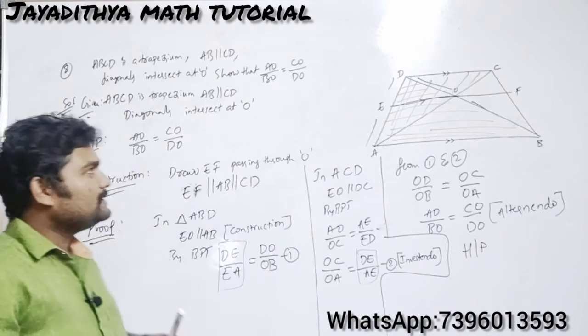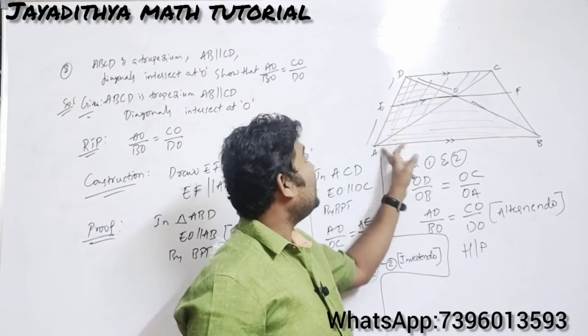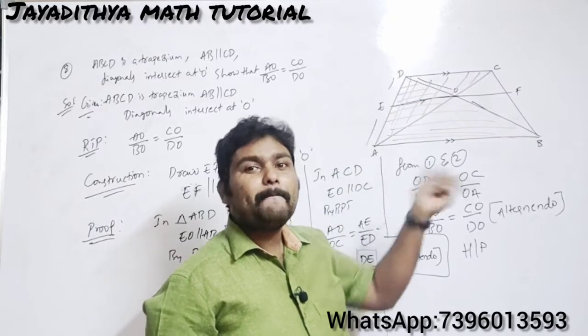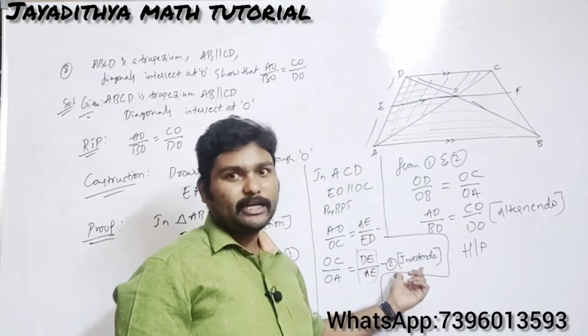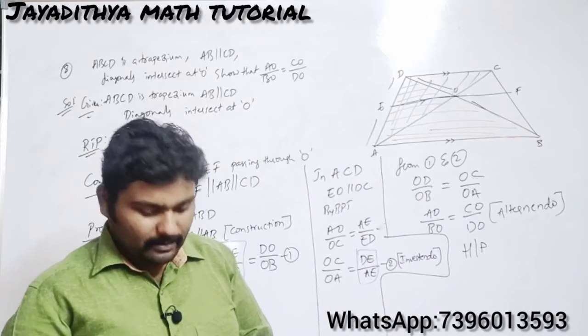Clear now? Understand carefully which triangles we are taking here. We are taking ABD as one triangle and ACD as the other triangle. Apply the basic proportionality theorem for both, but in one triangle you will be applying invertendo. In the conclusion you will be doing alternando. That's all. Keep these points in your mind.